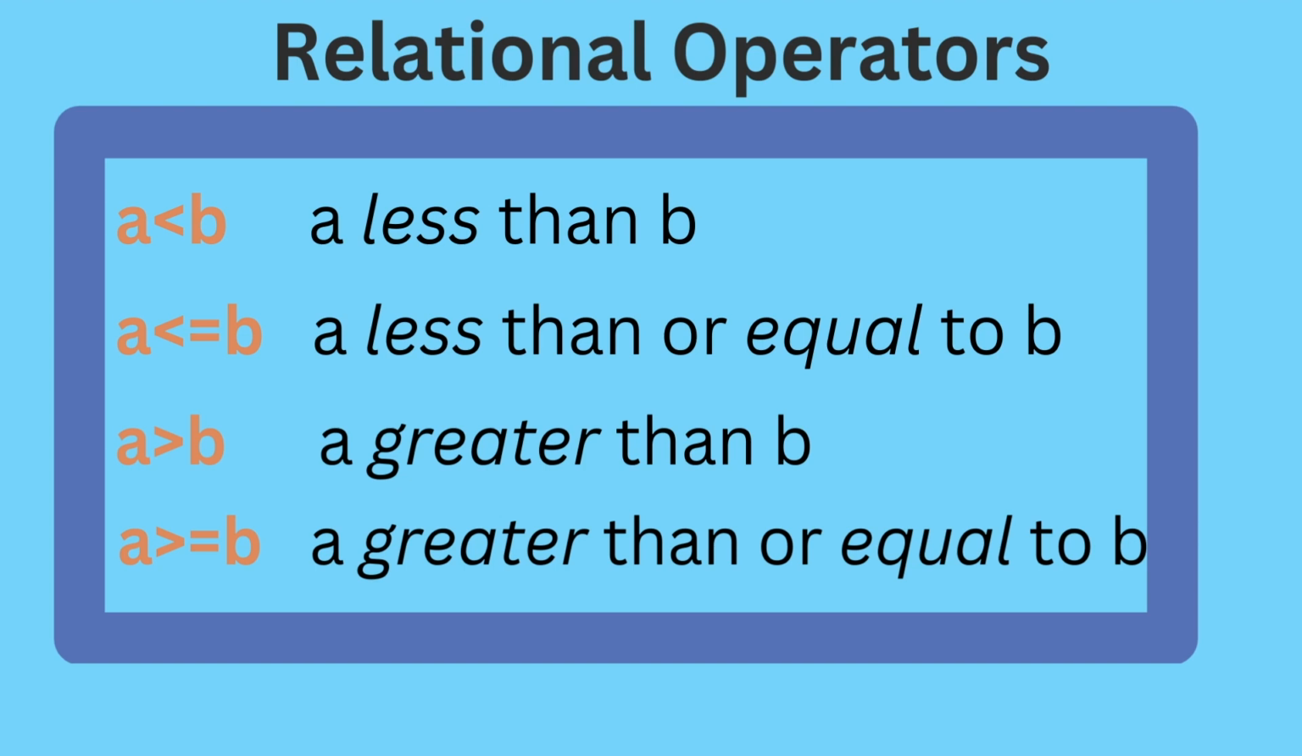Now let us look at the various relational operators. So there are four relational operators. They are less than, less than or equal to, greater than, and greater than or equal to. All right. So now let us understand them with the help of the program and look at the legal and the illegal ways to write an expression consisting of relational operators.